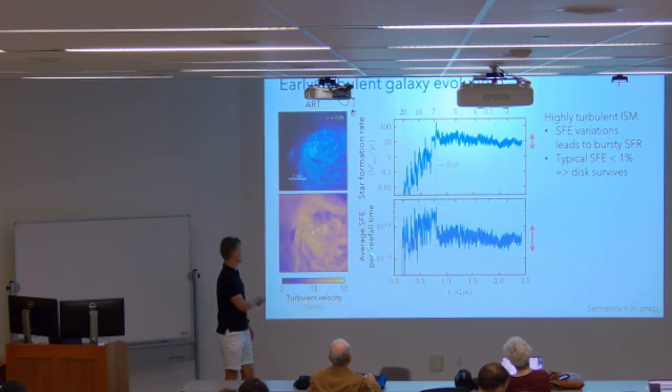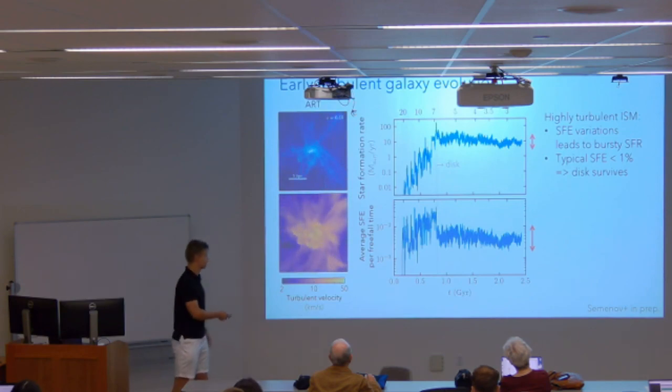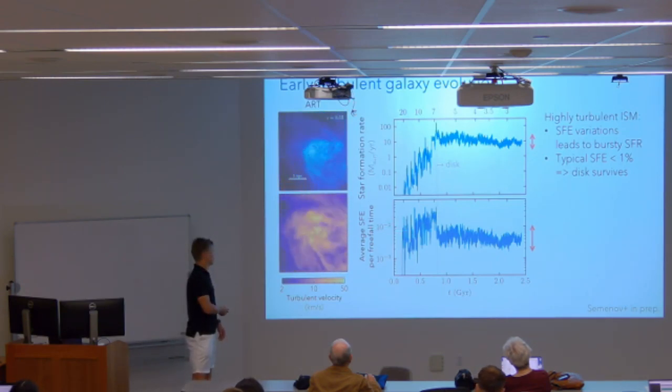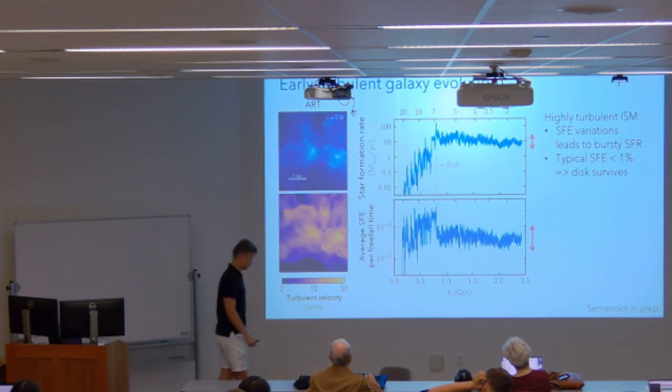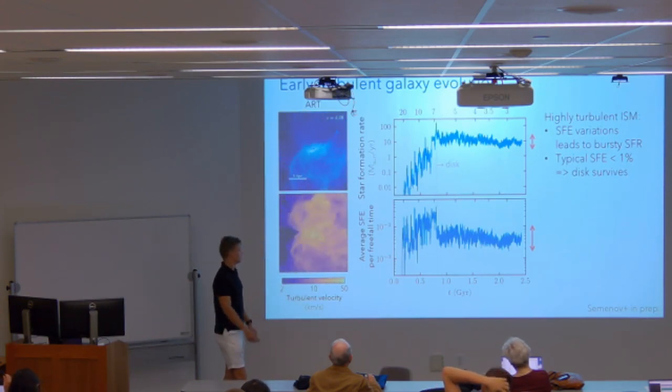So this lower panel shows the average value of star formation efficiency per freefall time in star forming gas, and the values are lower than 1% due to a high level of turbulence. So turbulence provides support, so it pushes the values of efficiency per freefall time to below a percent.